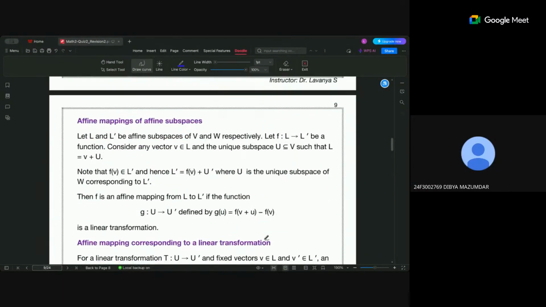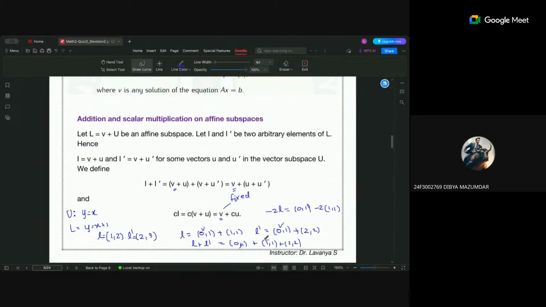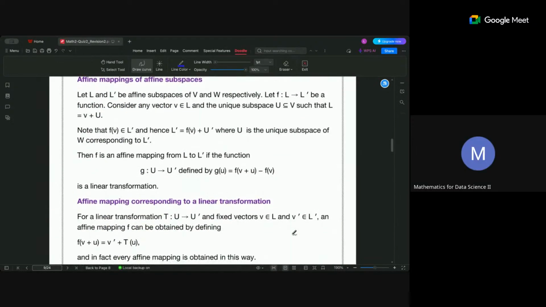Okay. And ma'am, you are considering L dash to minus 12 equal to L dash. Sorry? L dash is considering as minus 12 here. L dash is 2, 3. 2, 3, but you have written here. Okay, okay. Fine? Okay, I understand. Fine. Okay. See, affine mappings of affine subspaces.